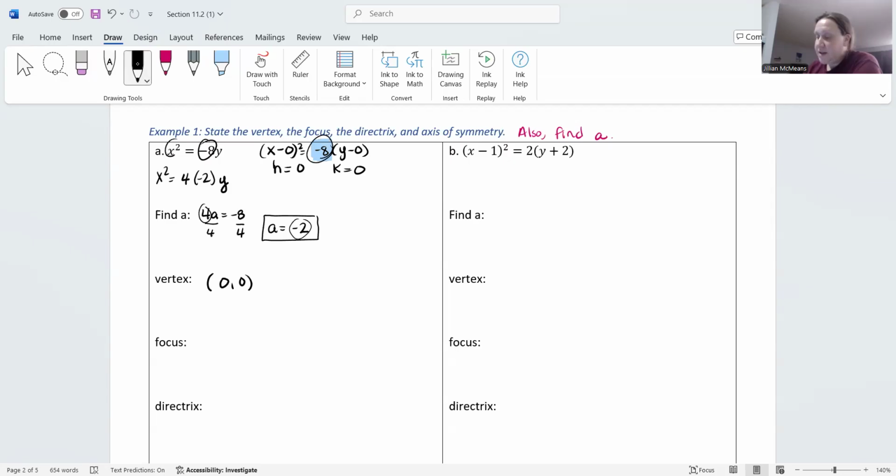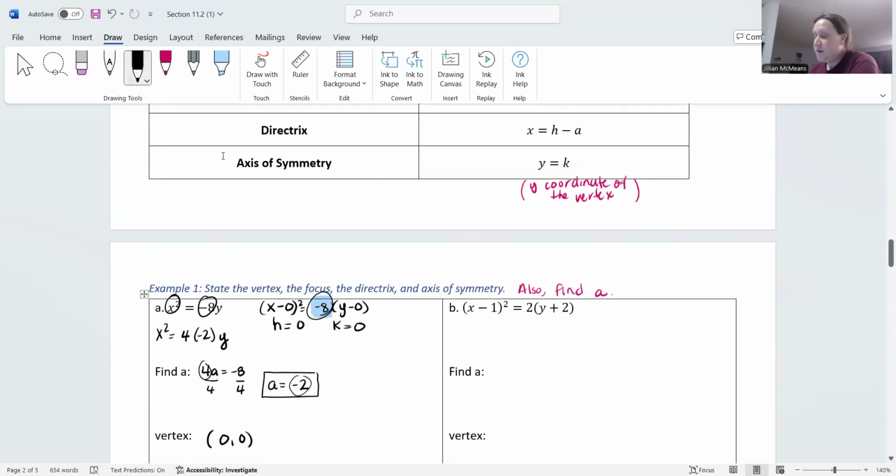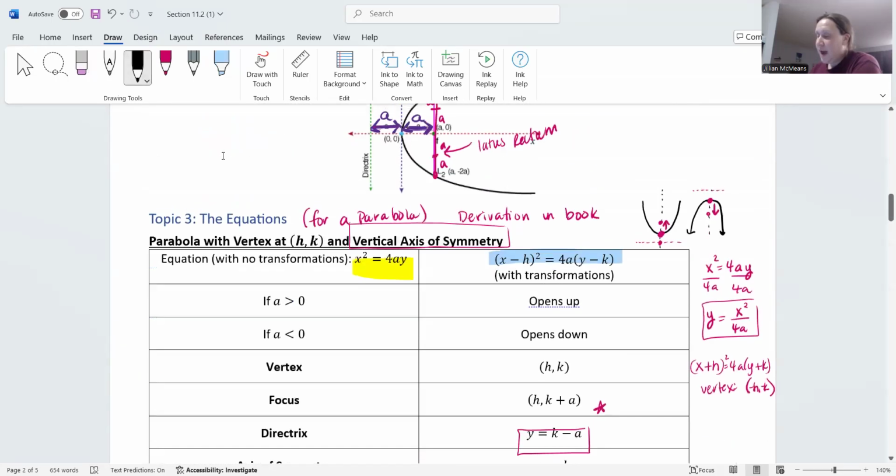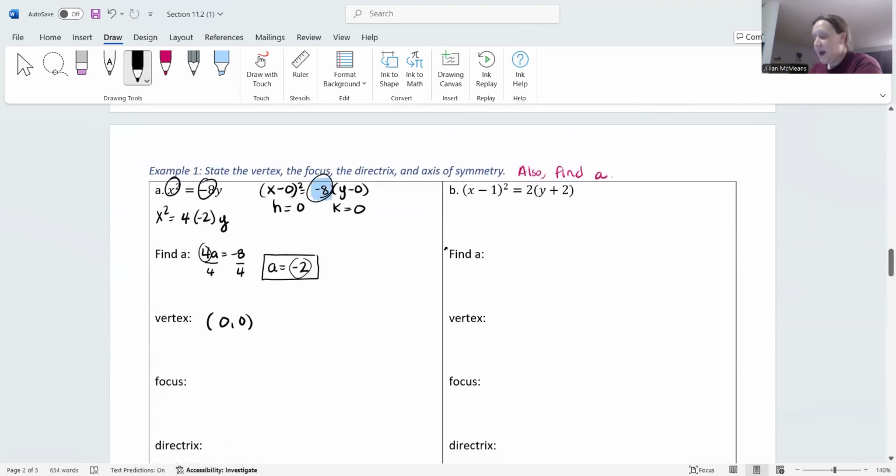We also have an x squared equals situation. If you go back up to these tables right here, when we had x squared equals, we knew we were dealing with a parabola that was vertically oriented. That means it opens either up or down. It has a vertical axis of symmetry. So when we go back down here, this -2 tells me which direction I open. Since I have x squared equals, that tells me I'm opening up or down, and I know I'm going to open down because A is negative.